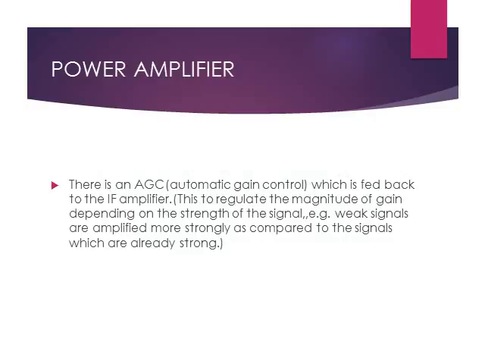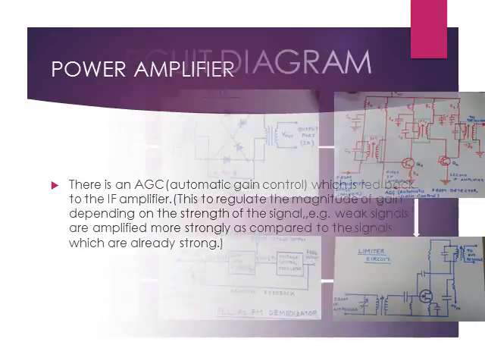To receive proper output, there is an automatic gain control system which is fed back from the power amplifier to the IF amplifier stage. This is to regulate the magnitude of gain depending on the strength of the signal. That is, weak signals are amplified more strongly as compared to signals which are already strong.